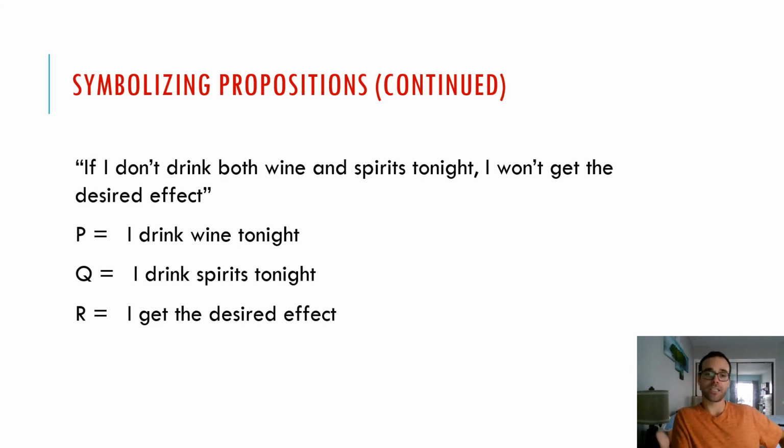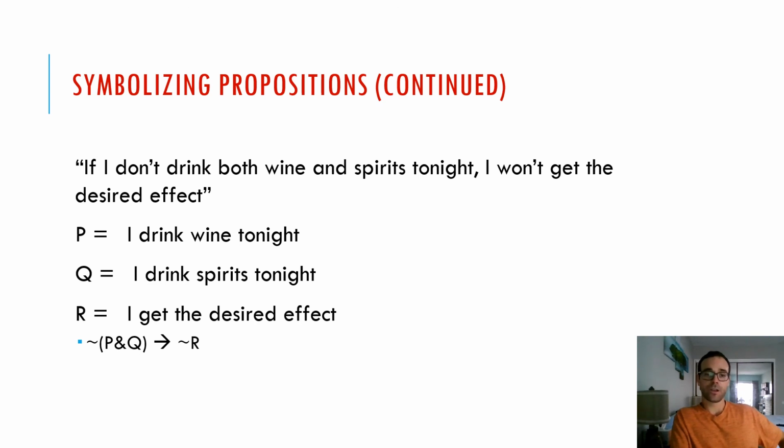Again, we know there's a conditional statement, so we're going to have an arrow somewhere. We see the word won't and don't, so we know we're going to have negation symbols. We see the word and, so we know there's going to be an and somewhere. And so when we write this all together, we would get: it's not the case that P and Q, or if it's not the case that P and Q, then not R.